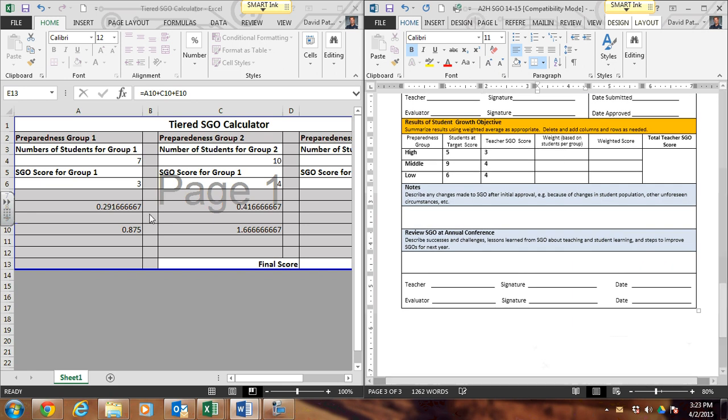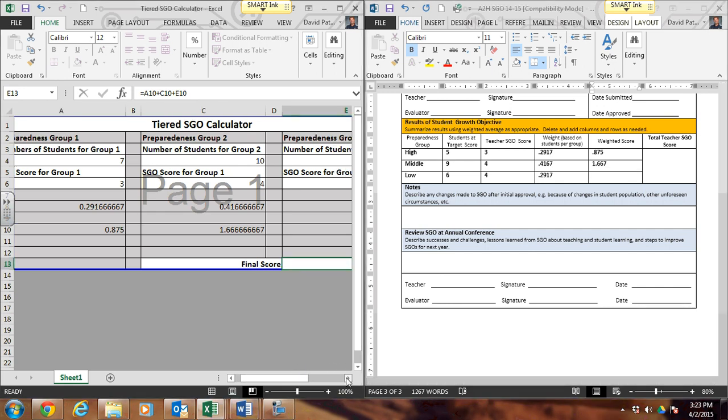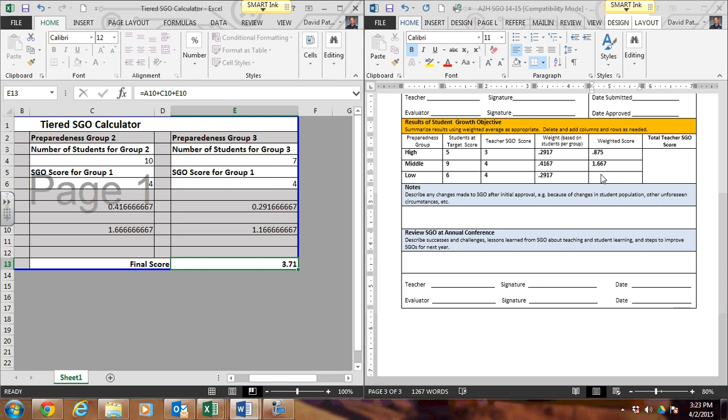My weight, I'm taking directly from the tiered SGO calculator, so I have 0.2917 for the high group, and in my middle group it is 0.4167, and in the low group is also 0.2917. My weighted score is 0.875 for the high group, 1.667 for the middle, and then in my low group, let's see, I can't remember it, it is 1.167.